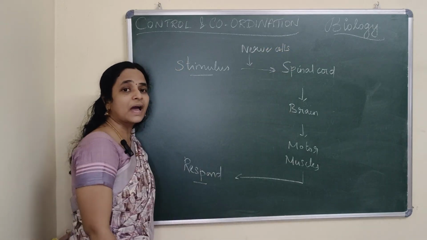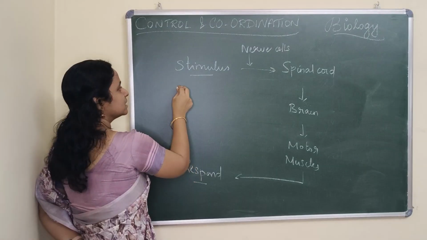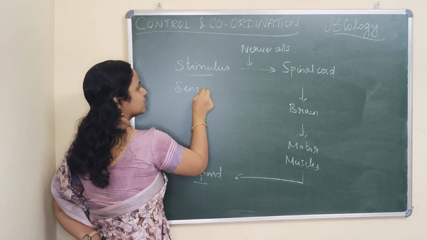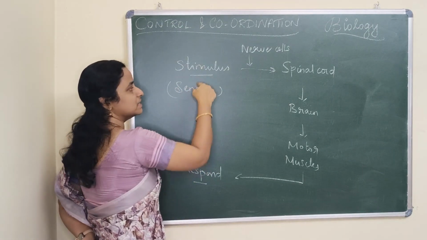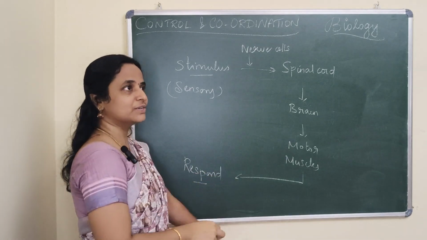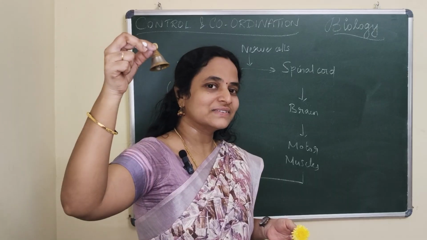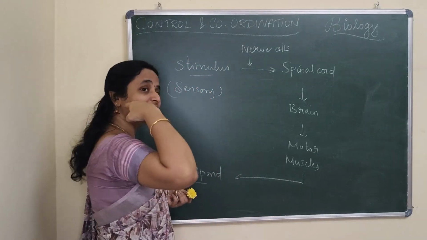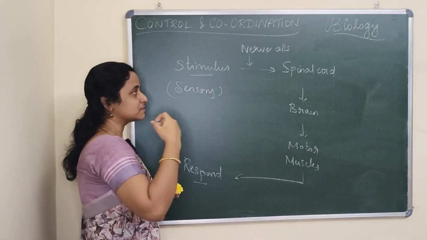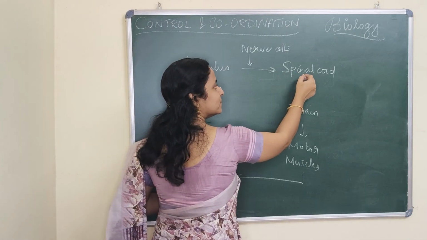So I told you we have three types of neuron. The first is the sensory neuron. So which will receive the stimulus? The sensory neuron. Which is receiving? Very good. The sensory neuron receives the stimulus and sends it to the spinal cord.